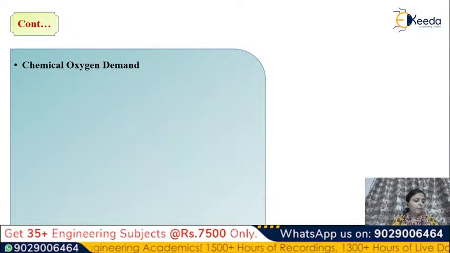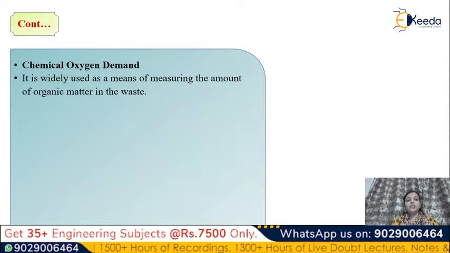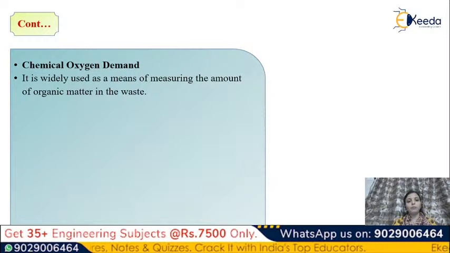The next important parameter is chemical oxygen demand. What is the difference between biochemical oxygen demand and chemical oxygen demand? So in biochemical oxygen demand, there is microbial action. In the presence of microorganisms, biodegradation takes place. So we are not using chemicals in that process. But in chemical oxygen demand, we are using some chemicals for oxygen fixation, or for the settlement of organic matter, or to stabilize the organic matter.